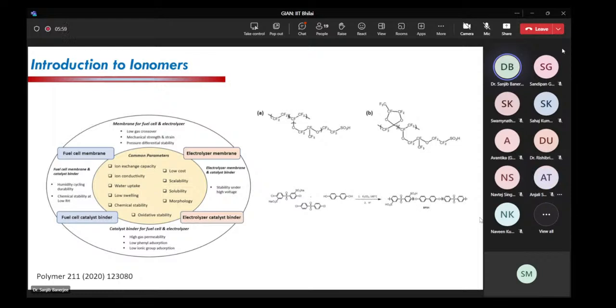Sandipan, can you please unmute yourself? Yes, sir. Can you please explain your answer? Sir, fuel cell is used as a battery. Fuel cell batteries are used for many purposes. Okay. What kind of purpose? What is the end application of this device? Where can it be used?